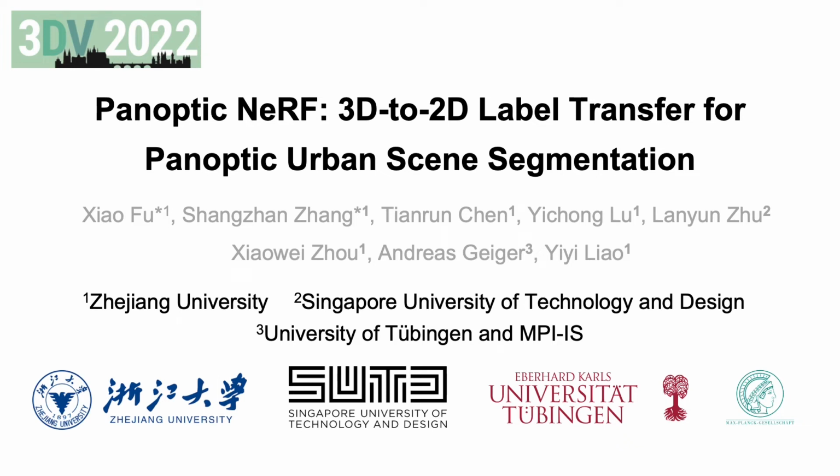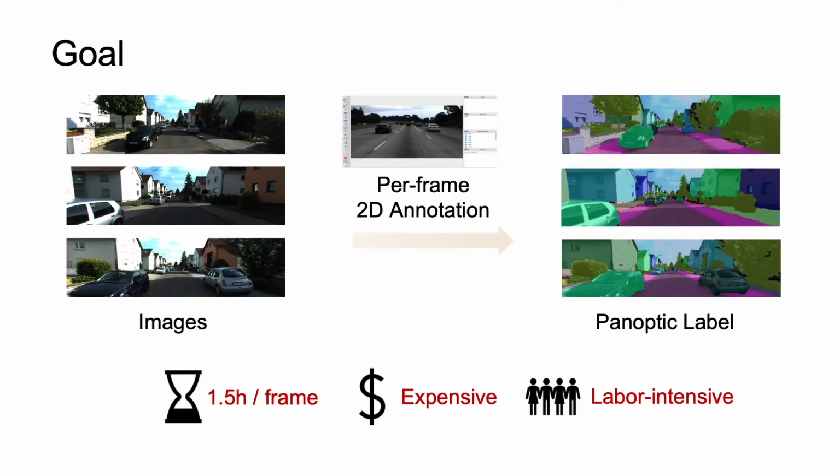In this video we present our work, Panoptic NeRF: 3D to 2D label transfer for panoptic urban scene segmentation. Like many deep learning-enabled computer vision tasks, allowing machines to understand the world through semantic information requires a massive amount of high-quality annotated labels. Manual annotation of pixel-accurate segmentation masks is highly expensive and time-consuming.